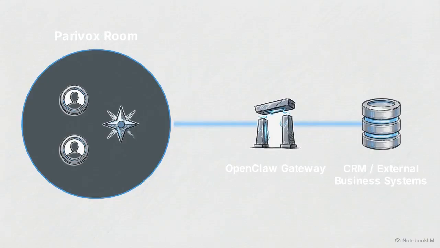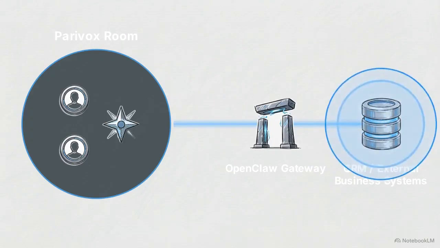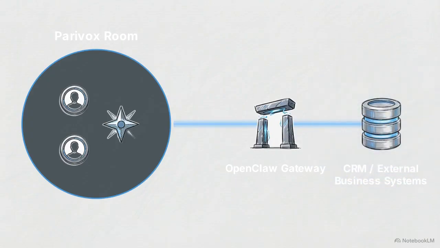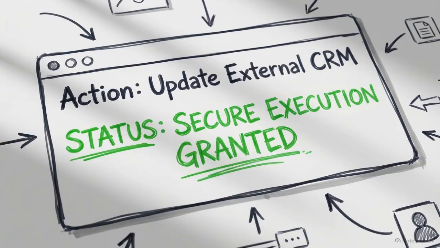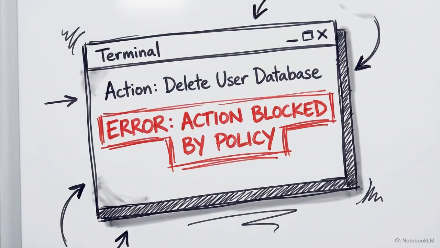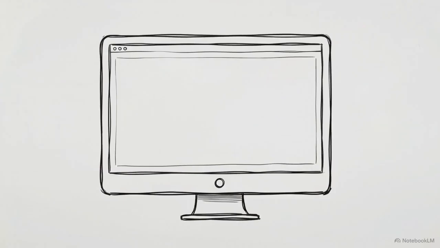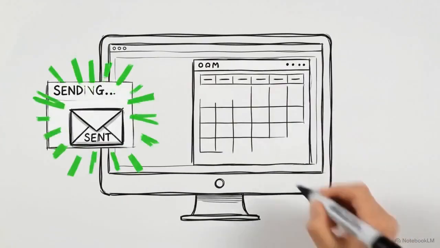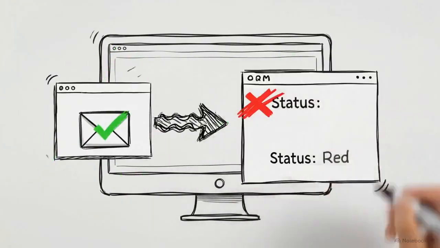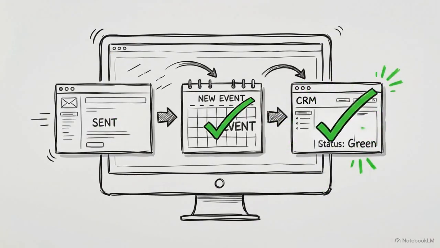The Parivox room securely gates the OpenClaw gateway, which translates conversational commands into secure API pushes to external databases and business systems. This execution layer is sandboxed and policy-gated, preventing the agent from making rogue or unprompted changes to an external platform. Empowering an agent to execute external tasks turns a basic communication environment into a legitimate operational workflow engine.